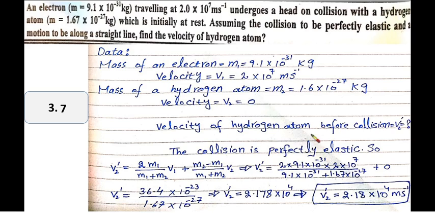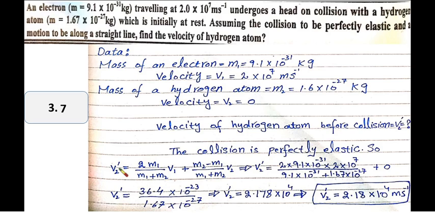That is the velocity of the hydrogen atom before collision. After collision, the velocity of the hydrogen atom is what we want to find, so we write v2 prime. We know that the collision is perfectly elastic, so we know the formula for v2 prime.